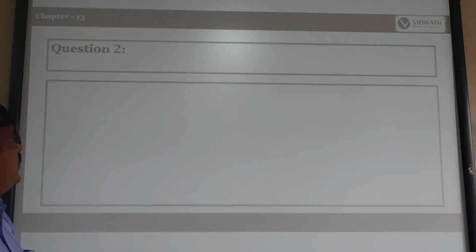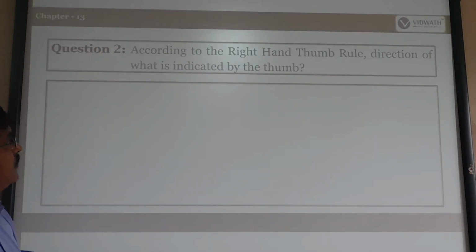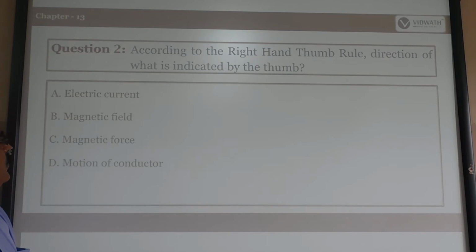So next, second question. According to the right hand thumb rule, the direction indicated by the thumb is the electric current, magnetic field, magnetic force, or motion of the conductor. The correct answer is magnetic force, is it? Sorry, electric current.